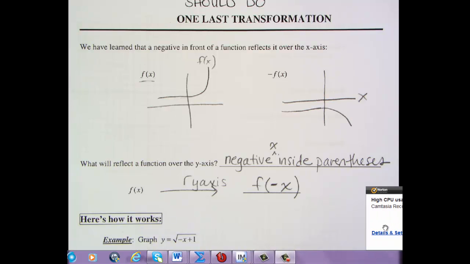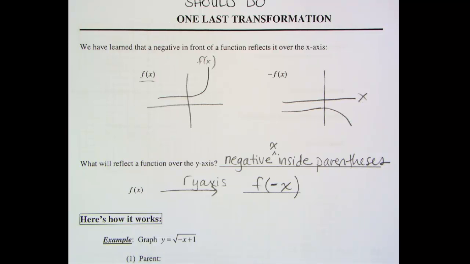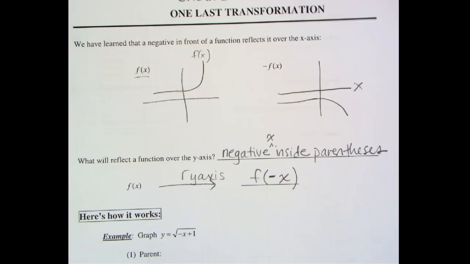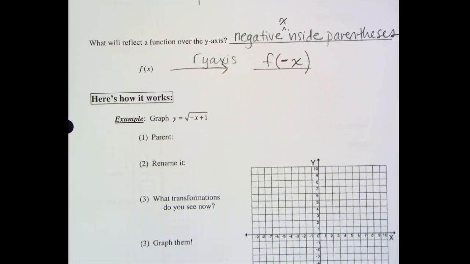What I'm going to do next is show you how it works with two different problems, and then the last two problems you can do on your own to help you study for any should-do bonus style questions on your test. So here's what happens.